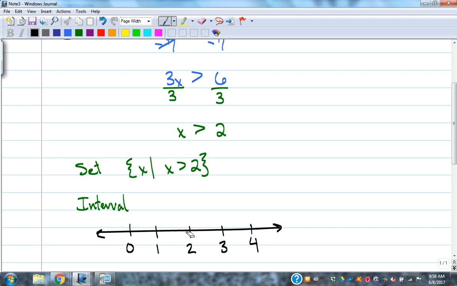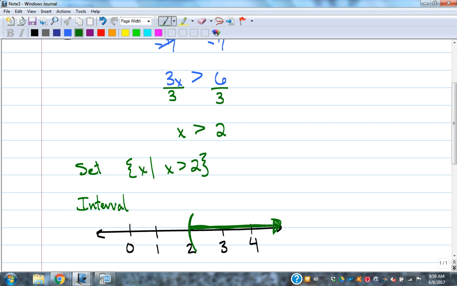So here's 2. Which numbers are greater than 2? To the right, 3 and 4. So the way we're going to do that is we're going to put a parenthesis on the 2, and then we're going to shade that line that way. I'm trying to draw above it so that we see that all the answers are in that direction. We use a parenthesis there because the 2 is not included, because the inequality is a regular greater than sign.